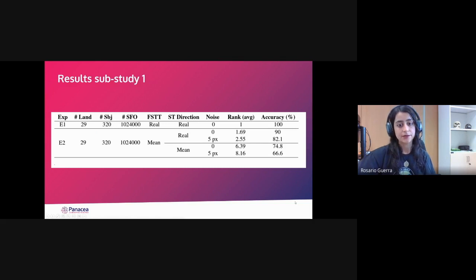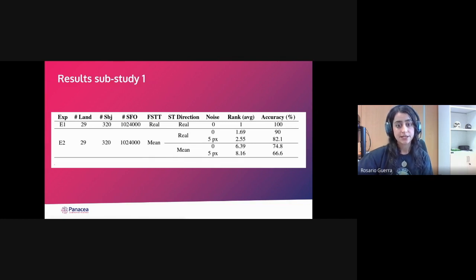And then in the last example, we are also not knowing the soft tissue direction between the cranial and the facial landmarks, and we play with both no noise in the landmarks and with 5-pixel noise, and we get an even worse ranking, getting to number 8, where we would have the positive score.